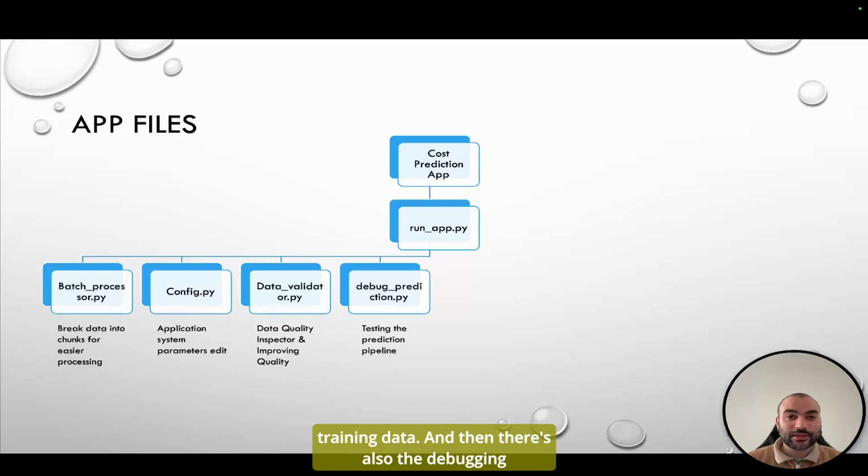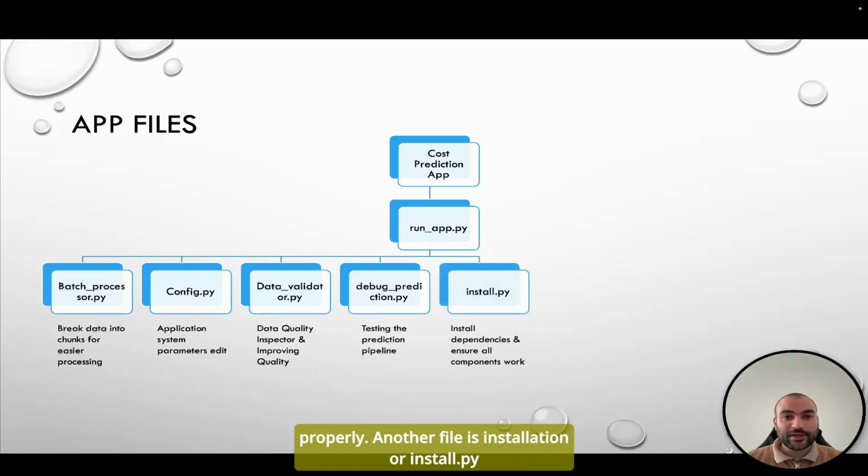And then there's also the debugging prediction, and this tests the prediction pipeline using sample data to make sure that everything is working in the back end, and also shows in the terminal if there are any problems, to be able to troubleshoot properly. Another file is installation or install.py, which installs all the Python dependencies and ensures that all components work. And as an overarching piece of information, for all the processes and steps that you're undertaking inside the application, you will find feedback in the terminal, so that if a problem happens, you can troubleshoot it.